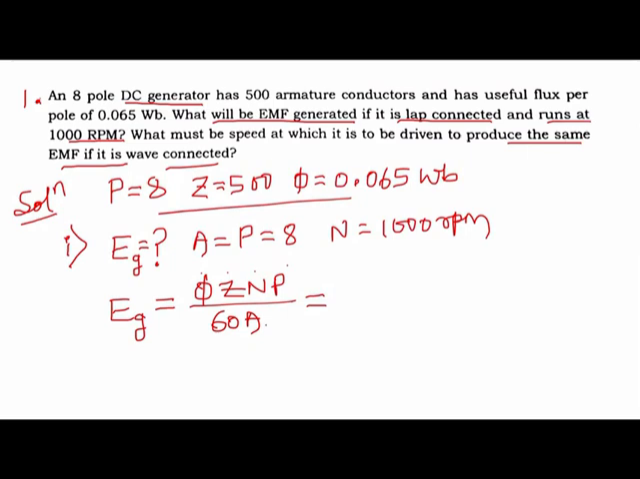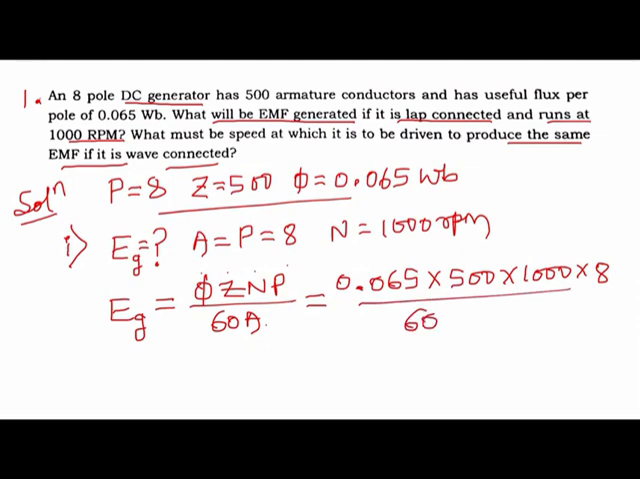For lap winding, it is A equal to P. So if you substitute all the values, it is 0.065 Webers into number of conductors 500 into speed 1000 rpm into number of poles 8 divided by 60 into 8. So if you calculate this, you will get 541.67 volts. So this is the EMF generated if the given DC generator is lap connected and runs at 1000 rpm.